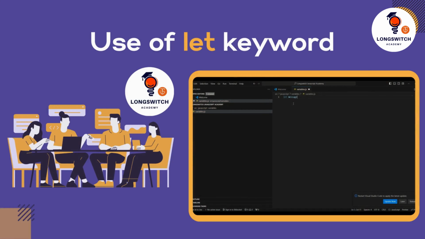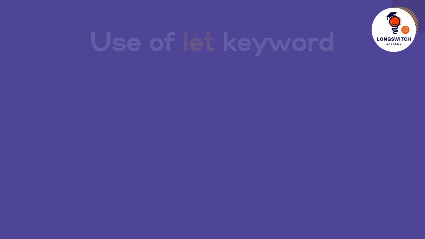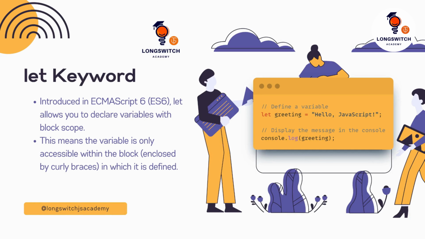Let's move on to the use of the let keyword, which was introduced in ECMAScript 6, ES6. The let keyword allows you to declare variables with block scope. So what does block scope mean? It means that a variable declared with let is only accessible within the block where it's defined. A block is typically any code enclosed by curly braces, such as in loops, conditionals, or functions.